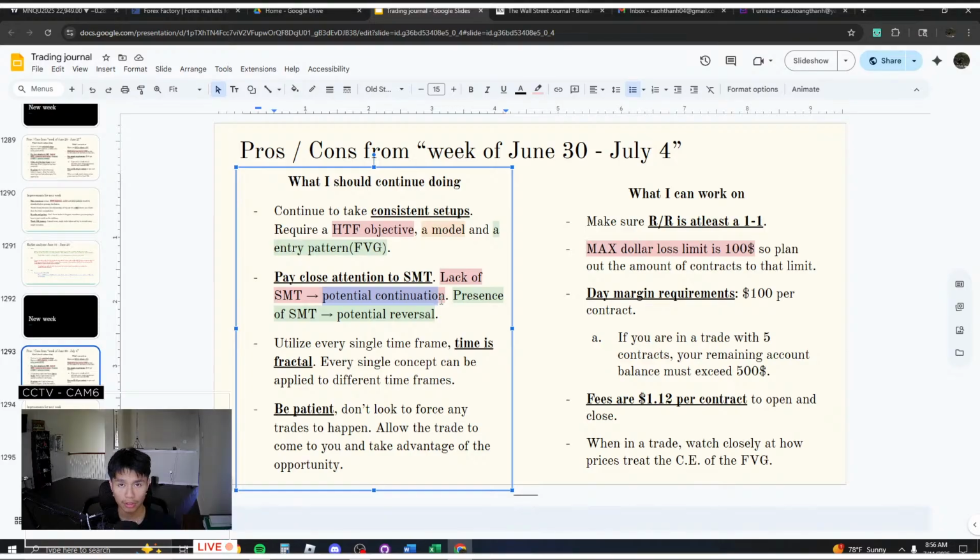Third, utilize every single time frame. There's vast amounts of time frames. There's the 1 minute, there's 15-minute, hourly, 4 hour. I could go on forever, right?